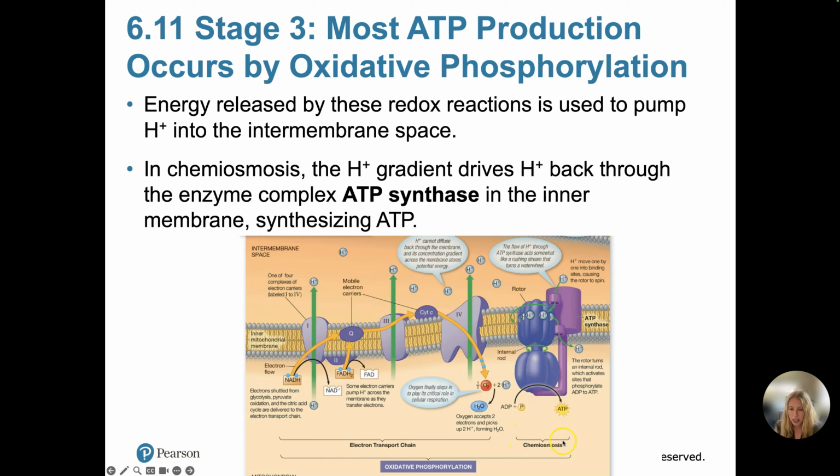So chemiosmosis is the part that's occurring over here with ATP synthase. The electron transport chain serves to take all the energy from those electrons and use it to pump hydrogen ions across the membrane.